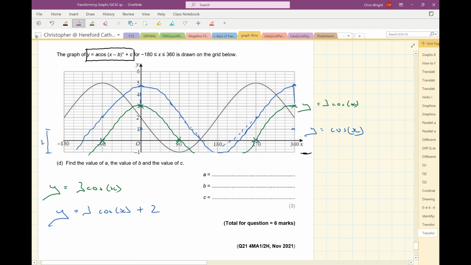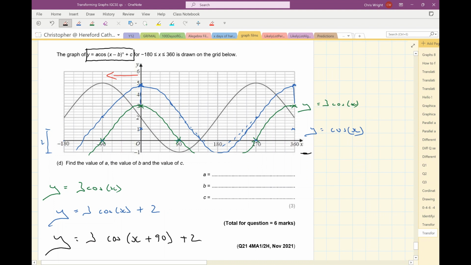Now, what's my final movement going to be? It's going to be a translation by 90 units to the left in order to give me the black curve. So I'm going to have y equals 3 lots of cos. Now, what shall I do inside this bracket? I want to go 90 to the left, so I'm going to write x plus 90 plus 2.